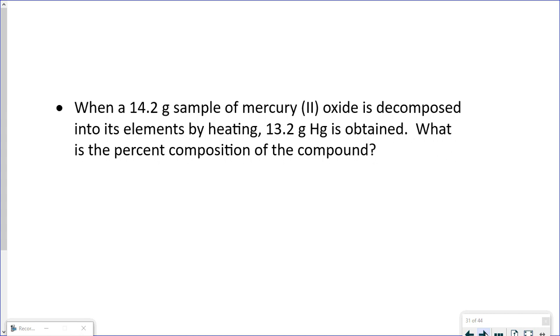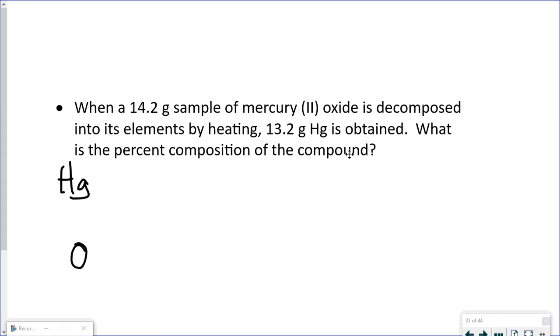When a 14.2 gram sample of mercury(II) oxide is decomposed into its elements by heating, 13.2 grams of mercury is obtained. What is the percent composition of the compound? So yet again, it wants the percent composition of the compound, so we would need to do this for every substance. So here we have mercury and we have oxygen.